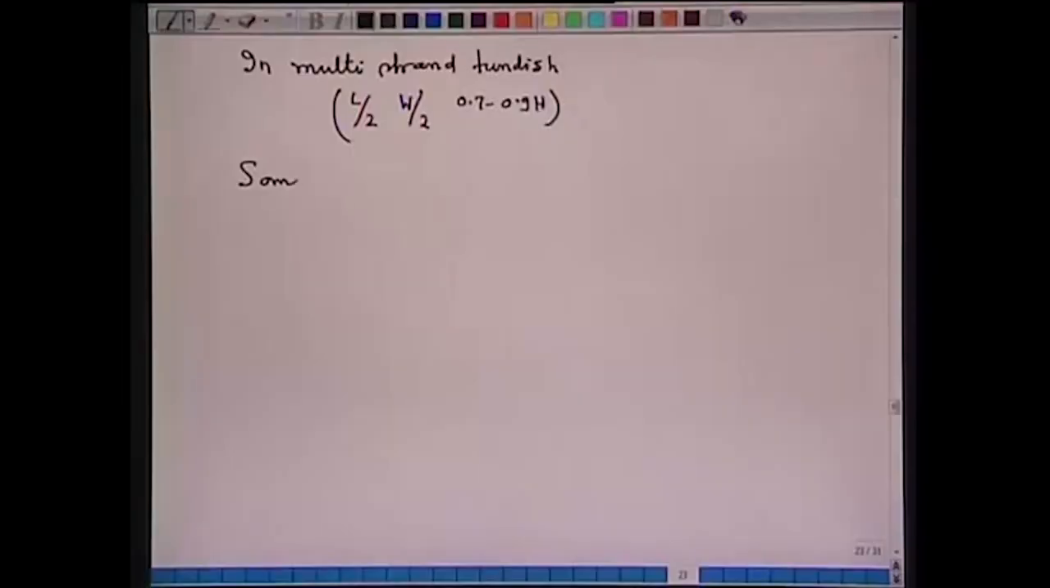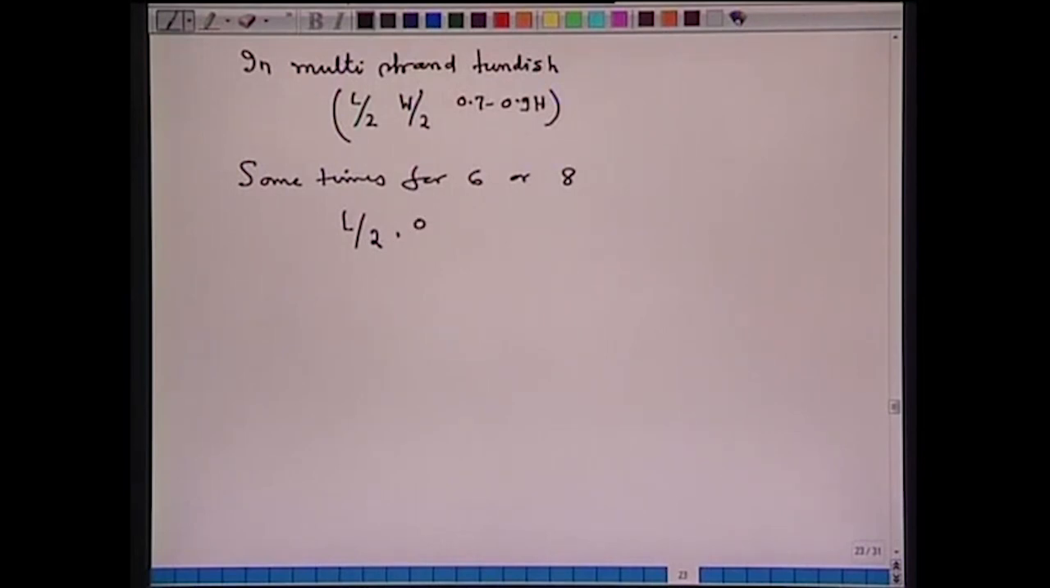of the ladle stream. That means if I have a two strand casting machine, then one nozzle is on the left side of the stream and another nozzle is on the right side of the stream at equal distance from the ladle stream. Sometimes for 6 or 8 strands, the ladle stream in the tundish is asymmetrical to the tundish nozzles, and the ladle stream can be located at L by 2, 0.75 W, and at 0.7 to 0.9 H.